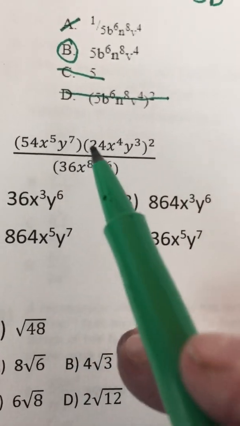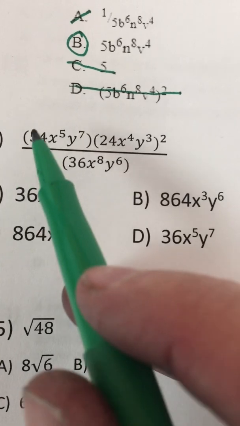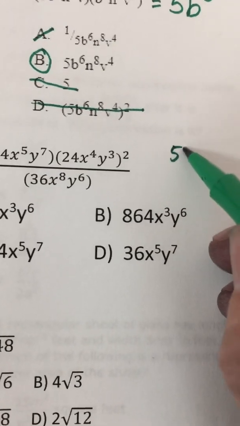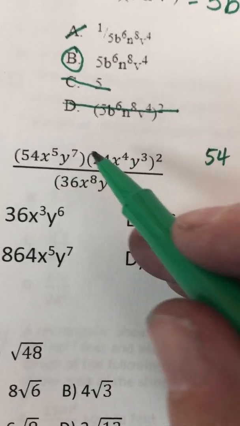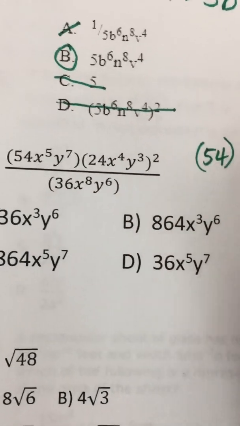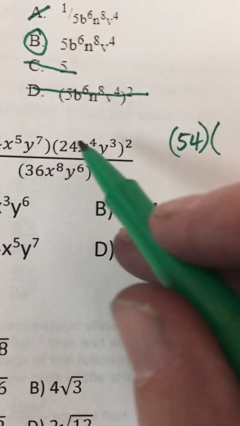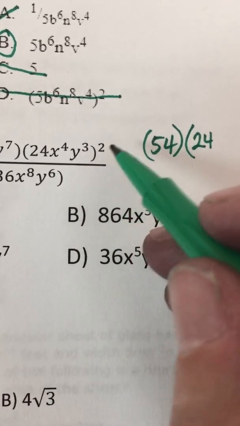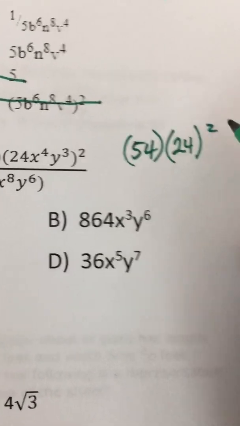So again, if you're just doing the coefficients, I'm just going to pull out the 54 from the front. So here I'm going to write it over here. I have a 54, and it's inside parentheses, but there is no exponent outside of it. And over here inside this parentheses, the only coefficient is the 24. The big number is the 24. But I do have a 2 outside this parentheses, so this one's being squared.